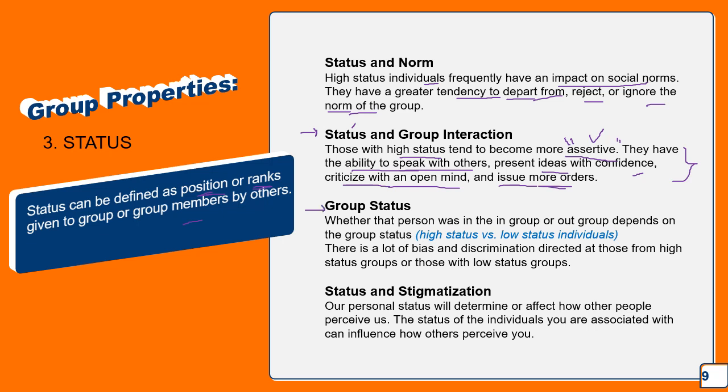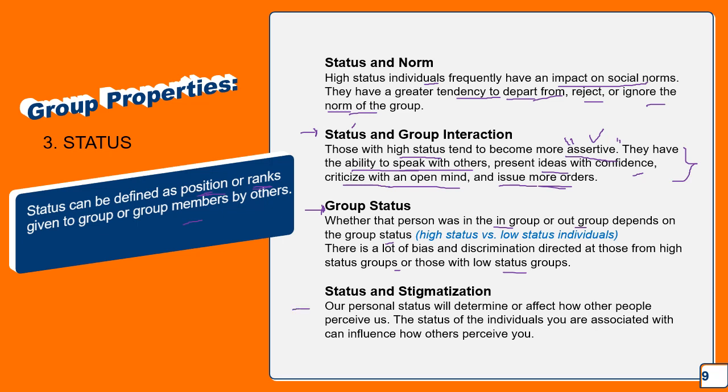Okay, the next thing about status that you need to know is the group status. Whether that person was in the in-group or out-group depends on the group status. High status versus low status individuals. There is a lot of bias and discrimination directed at those from high status groups and those with low status groups. So group status, actually it has an impact on, it comes from the in-group and out-group people. Okay, depends on the group status.